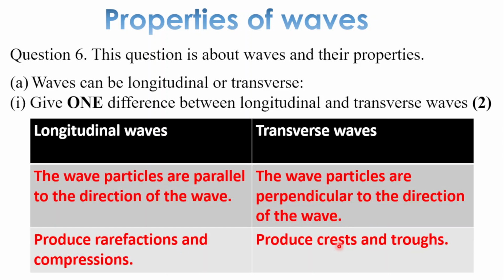These differences are pretty much how these two waves are different. So in longitudinal waves, the wave particles are parallel to the direction of the wave, right? So they run along the direction of the wave itself. Those are where the particles are actually moving, or vibrating. In a transverse wave, the particles are perpendicular, which means at a right angle to the direction of the wave. Longitudinal waves produce rarefactions and compressions, while transverse waves produce crests and troughs.